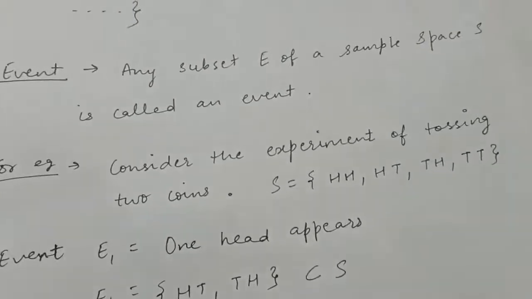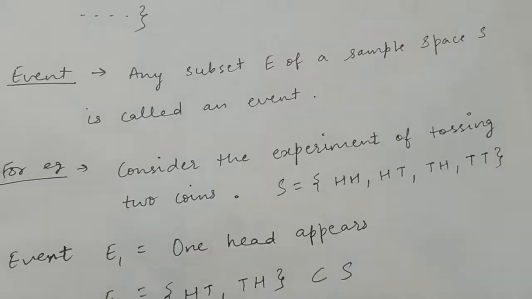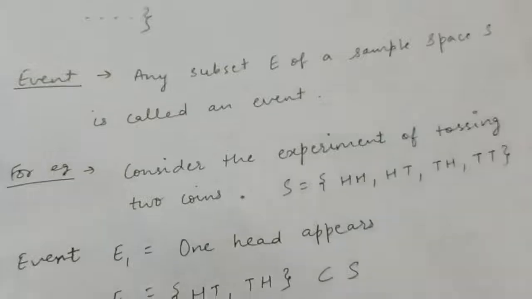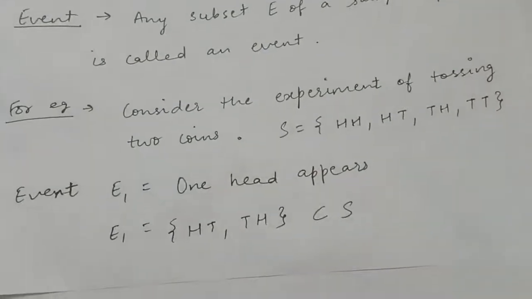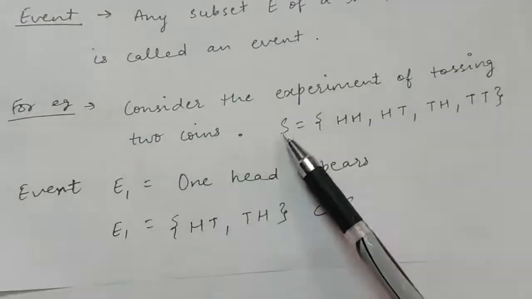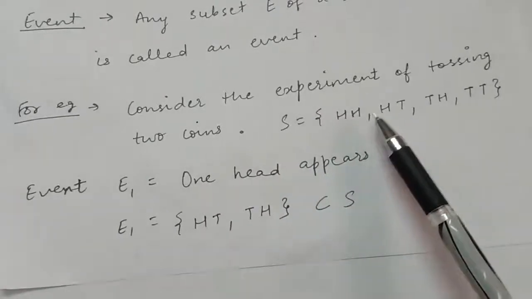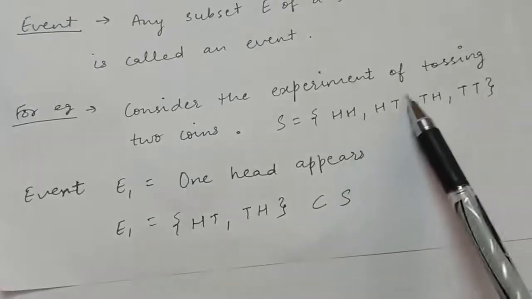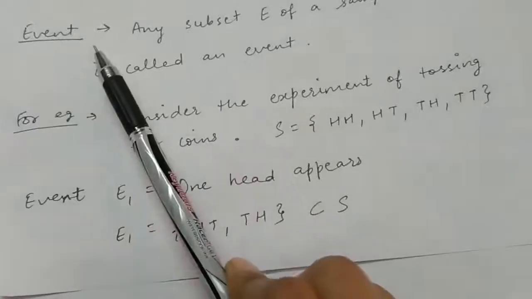See, what is an event? Any subset E of a sample space S is called an event. Any subset E of a sample space S is known as an event. See an example to understand this. Consider the experiment of tossing two coins. Now the sample space is HH, HT, TH and TT. Now this is a sample space. Any subset of this sample space will be considered as an event.